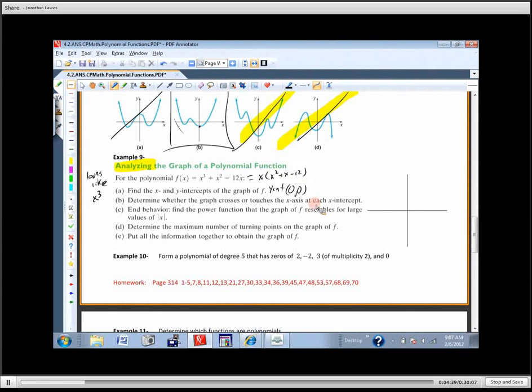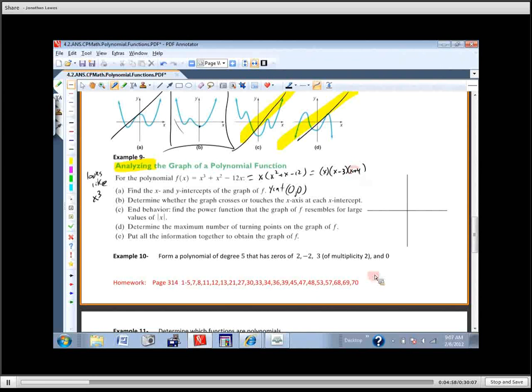So that leaves me with x, and then x squared plus x minus 12. And then if I can factor that a little bit more, that's going to make things a heck of a lot easier. So I've got x, and then I'm looking for 2 numbers that multiply to be negative 12 that combine to be positive 1. Okay, so we're going to use a negative 3, and we're going to use a positive 4.